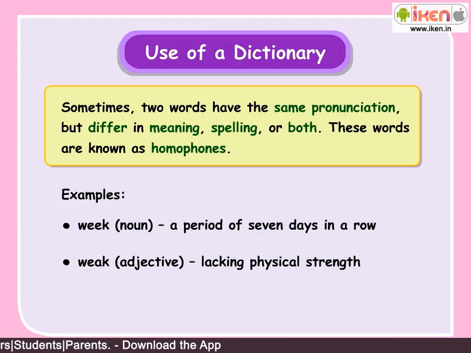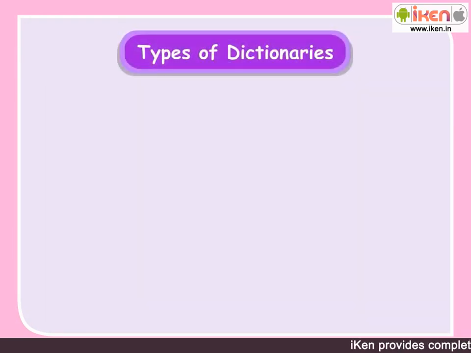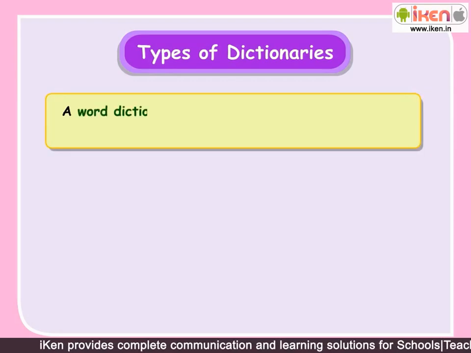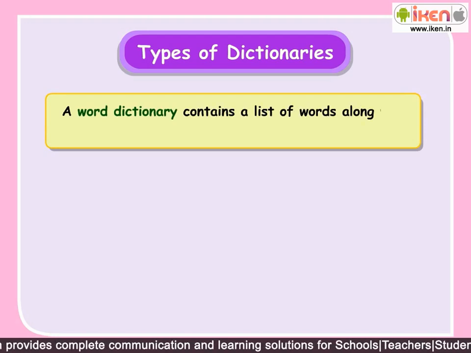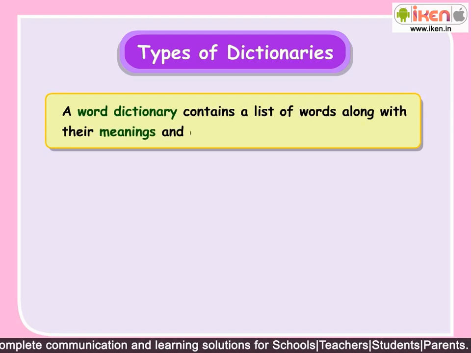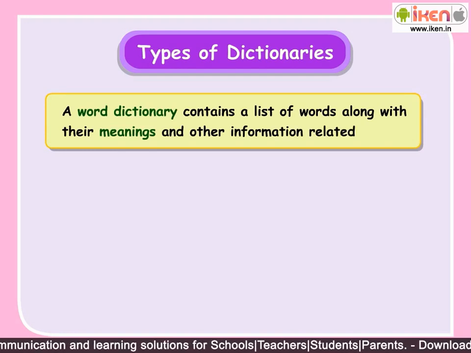We have just seen the different uses of a dictionary. But do you know that there are different types of dictionaries as well? Let's find out. The most commonly used dictionary is a word dictionary, like the one we refer to for the word violet. It contains a list of words along with their meanings and other information related to them.